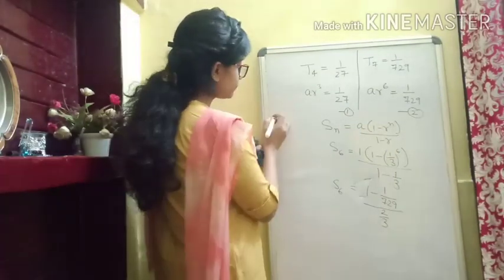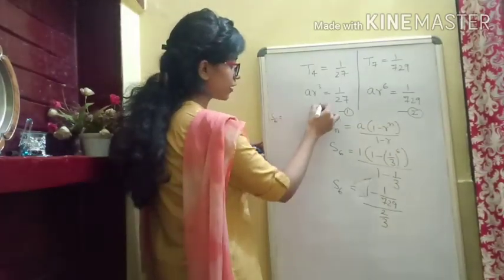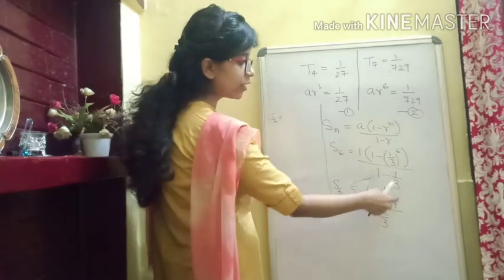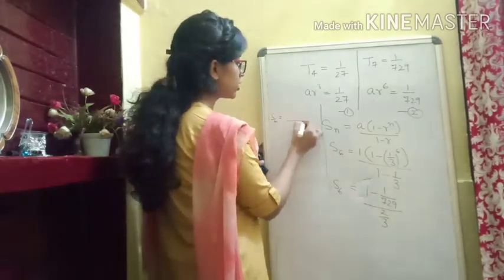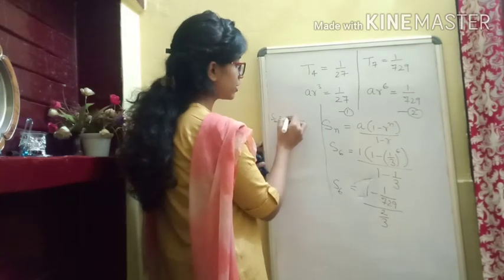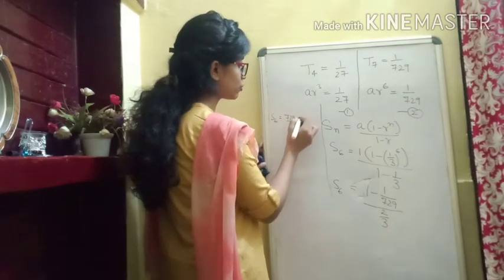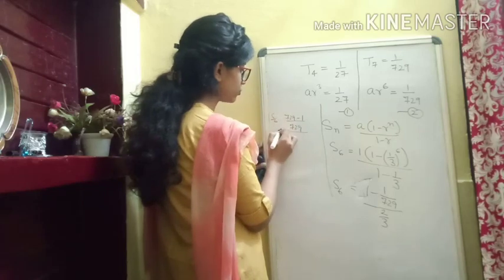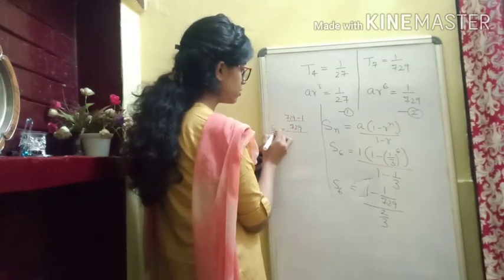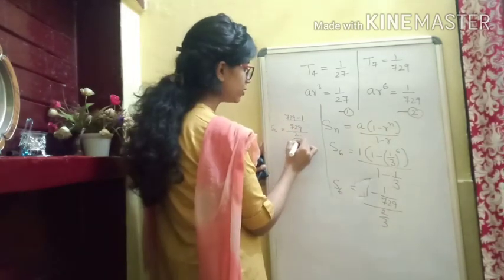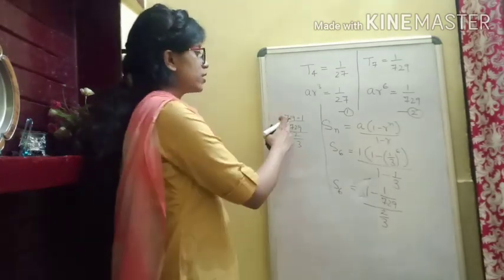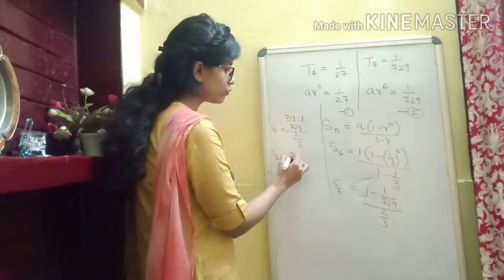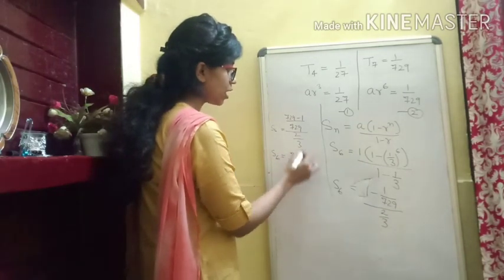Now let us see S6 we are getting, I am simplifying here. So here if you see the numerator, we have to take 729 as LCM. You take 729 as LCM, then you will get 729 minus 1 upon 729, I should better write it here. Okay. And then we have 2 upon 3. So eventually, I hope you now can do the calculation. 729 minus 1 will give you 728 upon 729.